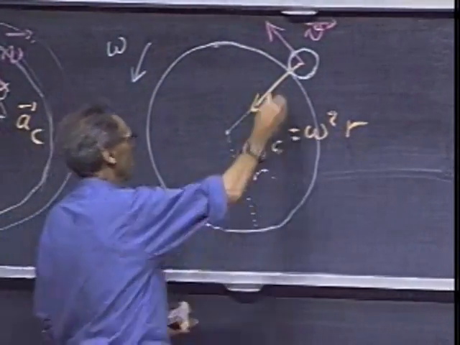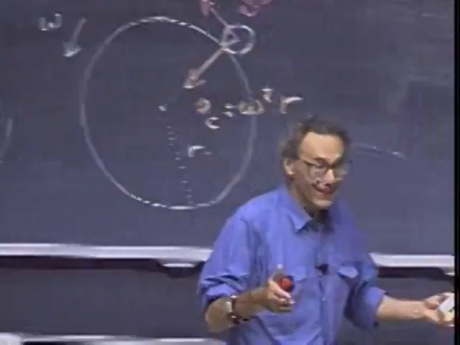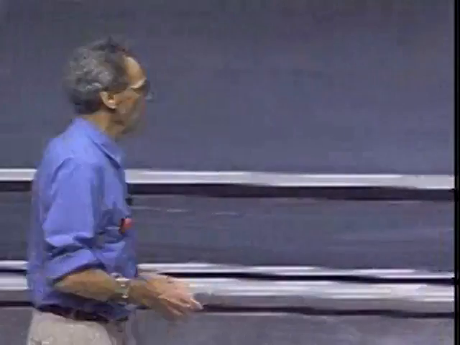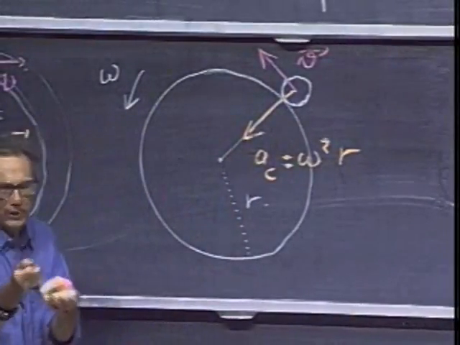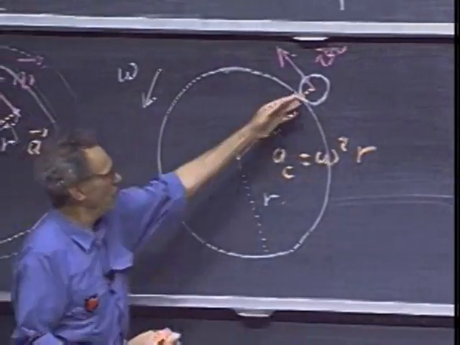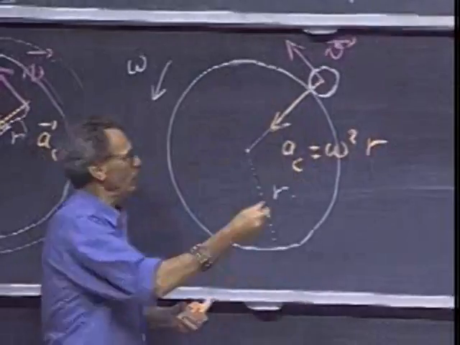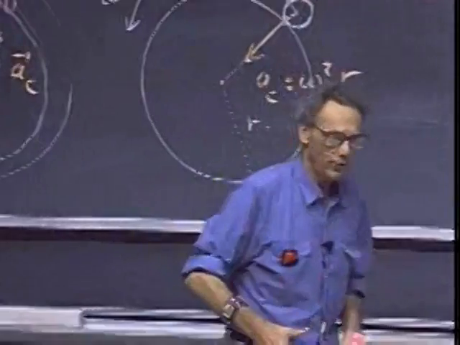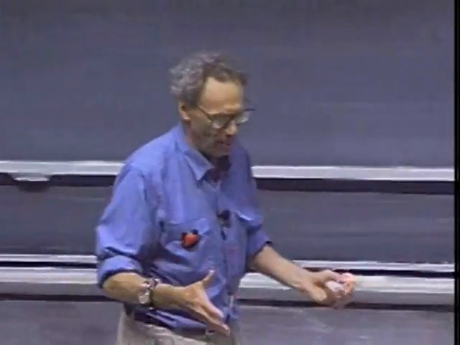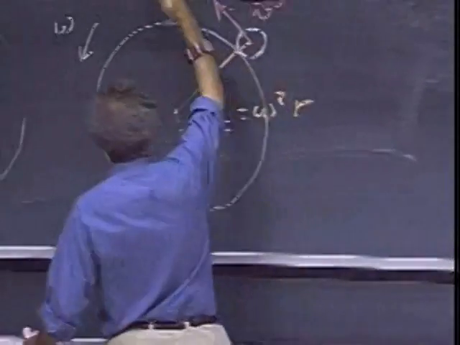Now I cut it, and that's like taking away the push and the pull. The string that you have here is providing the pull on this ball. This ball is feeling a pull from the string, and that provides it with the centripetal acceleration. Cut the string, and the pull is gone, and the object will take off.